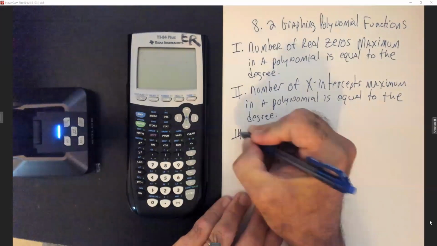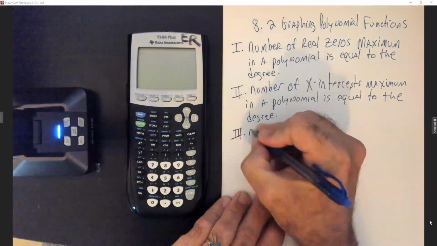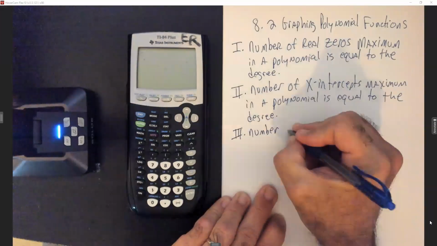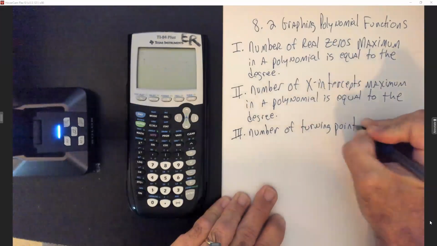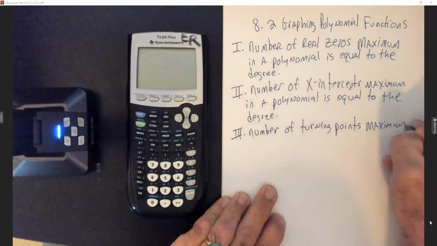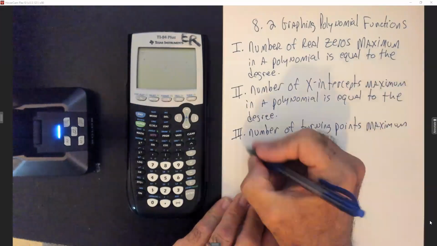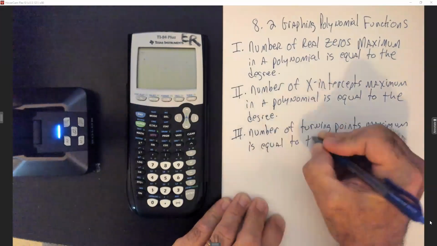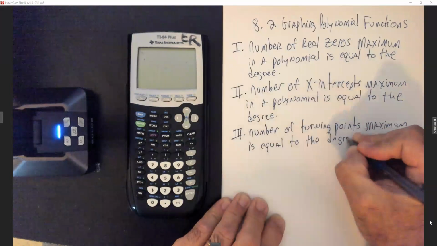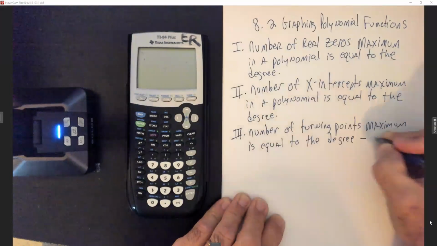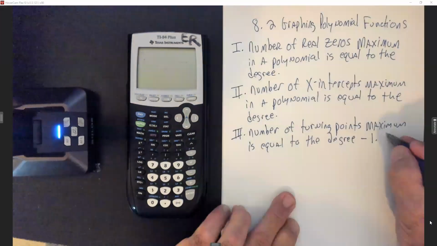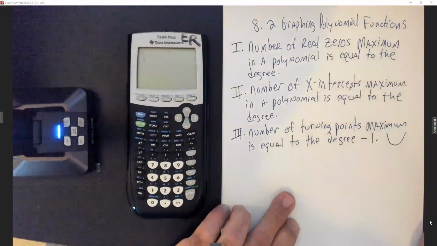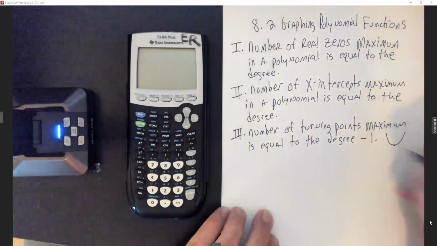But y'all, this one changes. The number of turning points maximum is equal to the degree minus 1. Just like on the parabolas, we had an x squared, so that x squared graph made a parabola. Its degree is 2. It had 1 turning point. So 2 minus 1 gave me 1 turning point.